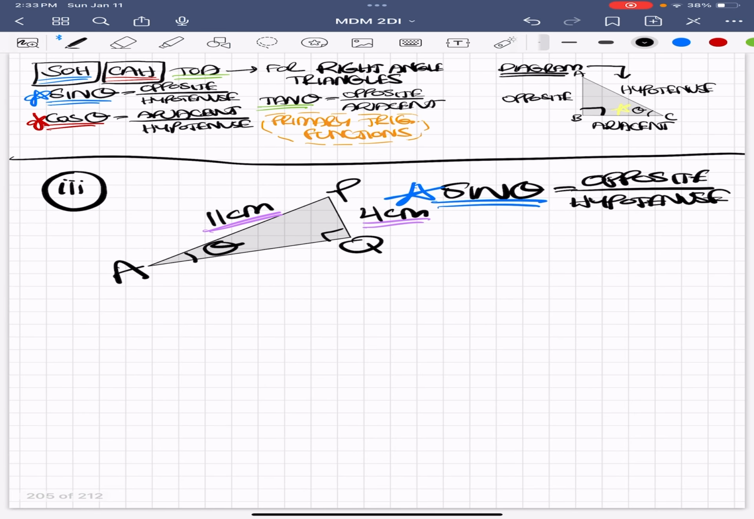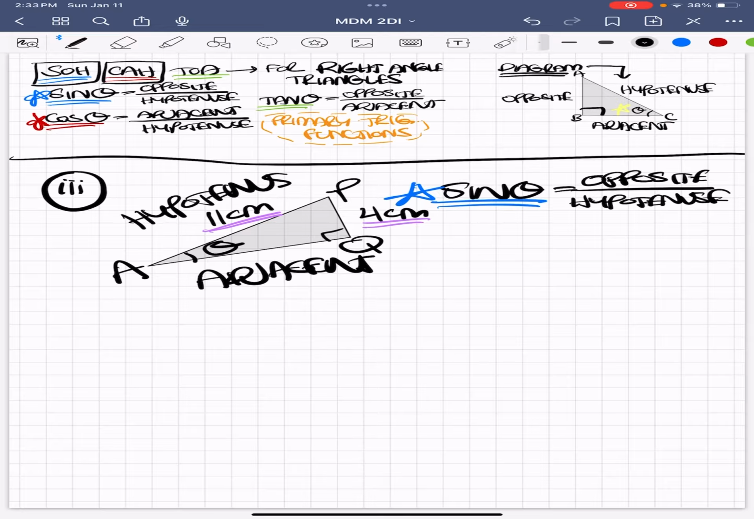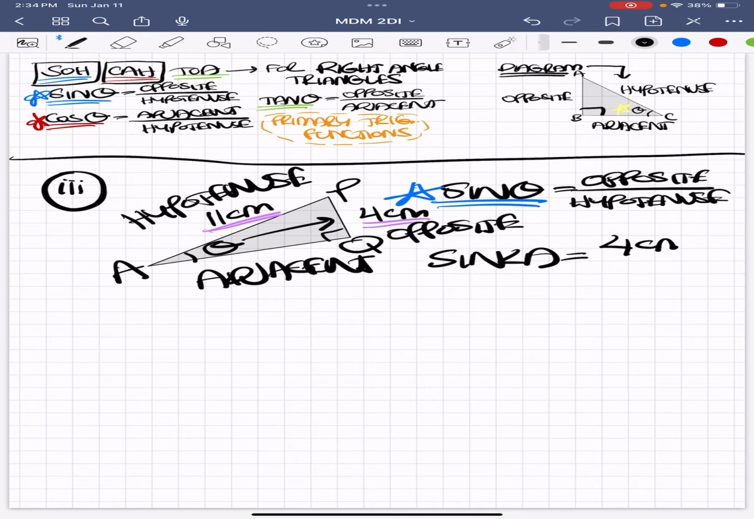Moving on. So we have adjacent, it's this side length touching theta. We have hypotenuse, which is the longest side. And then we have opposite, which is from across. Okay, so we have sine angle A. We're going to input the value for the opposite side and the hypotenuse side. Then we'll go angle A.